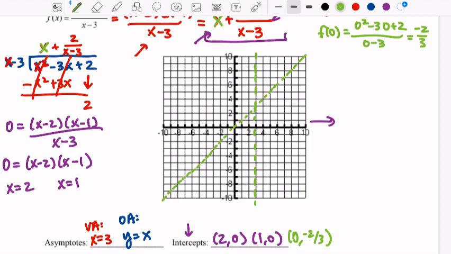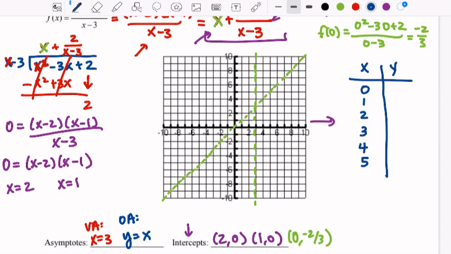Okay, we are going to go ahead and graph this function. So let's make ourselves a little table. My vertical asymptote is at 3, so let's choose a couple of numbers going a little bit to the left, a little bit to the right. So 0, 1, 2, 3, 4, 5, and we'll start up there.